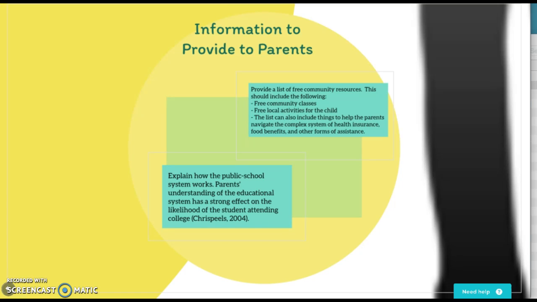Also, it wouldn't hurt to provide a list of free community resources, as some immigrant or ELL parents may not know the resources that are available. These could be things such as community classes like free English language learning classes, or local activities for the child to attend, such as free events that are taking place at OMSI. The list can also include things to help the parents navigate the complex system of health insurance, food benefits, and other forms of assistance.